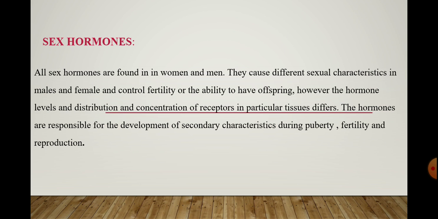They cause different sexual characteristics in male and female and control fertility, or the ability to have offspring. However, the hormone level, distribution and concentration of receptors in a particular tissue differ. The hormones are responsible for the development of secondary characteristics during puberty, fertility, and reproduction.